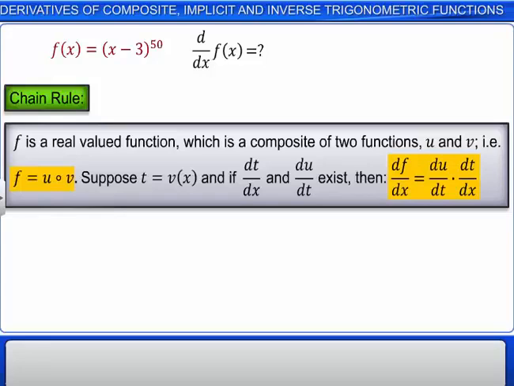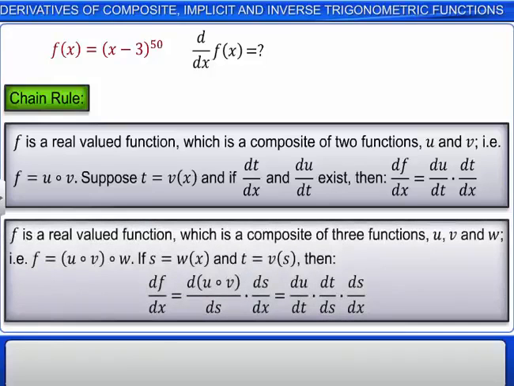The chain rule can also be applied to functions that are composites of more than two functions. That is, if f is a real-valued function which is a composite of three functions u, v, and w, then the derivative of function f is as shown here.